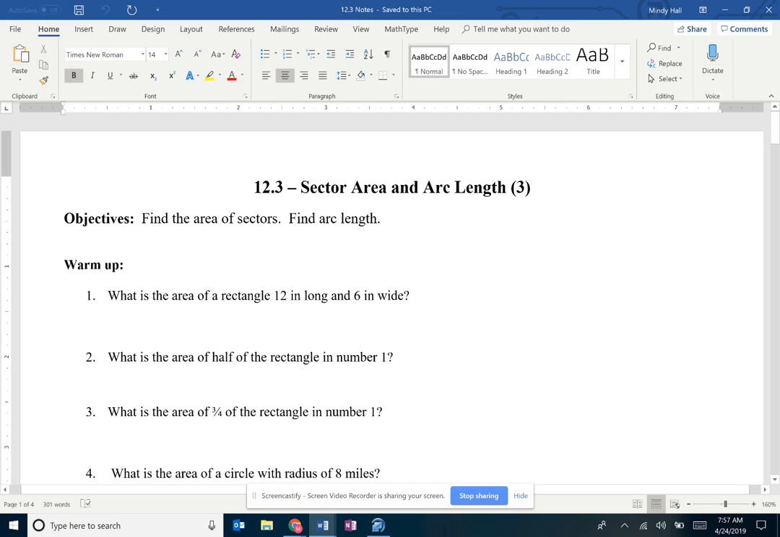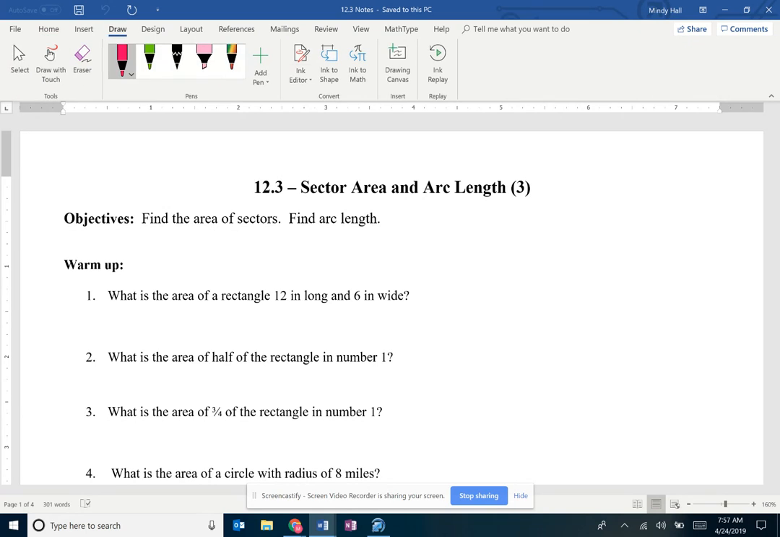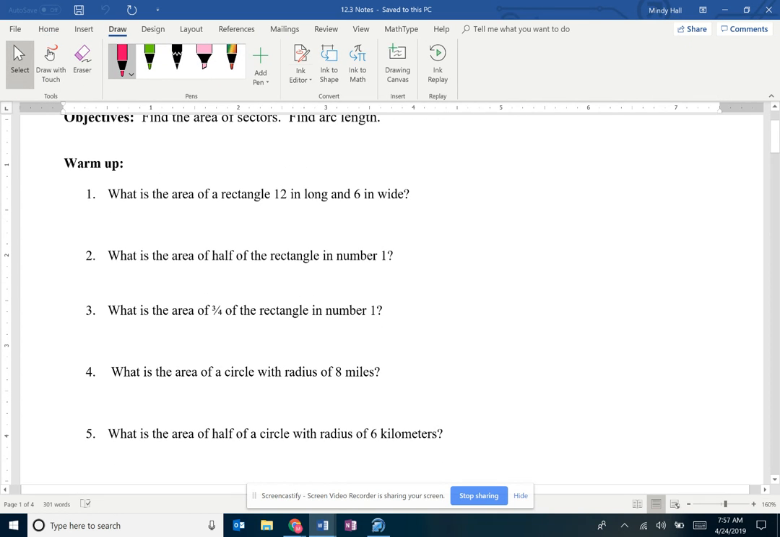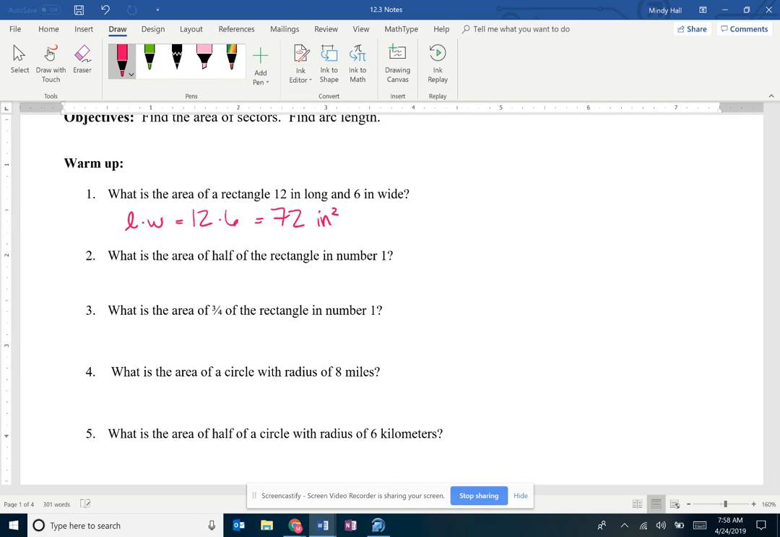All right, so we are going to be finding the area of sectors and finding arc length, but just a quick little warm-up. What is the area of a rectangle 12 inches long and 6 inches wide? If you recall, the area formula for that is length times width. So that would be 12 times 6, which is 72 inches squared.